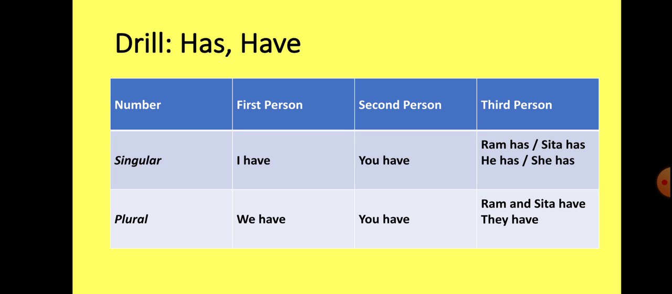Now look at this, it is for the plural, for different persons. Plural means many people; the subject has many people or many things in it. Like we, when we use we it means the persons we are talking about are more than one. We have a pen, you have a pen, Ram and Sita have pens. They have pens. So you have to do lots of practice. Give your mouth lots of practice reading this. I have, you have. We have, you have. Ram has, Sita has. He has, she has. Ram and Sita have, they have.